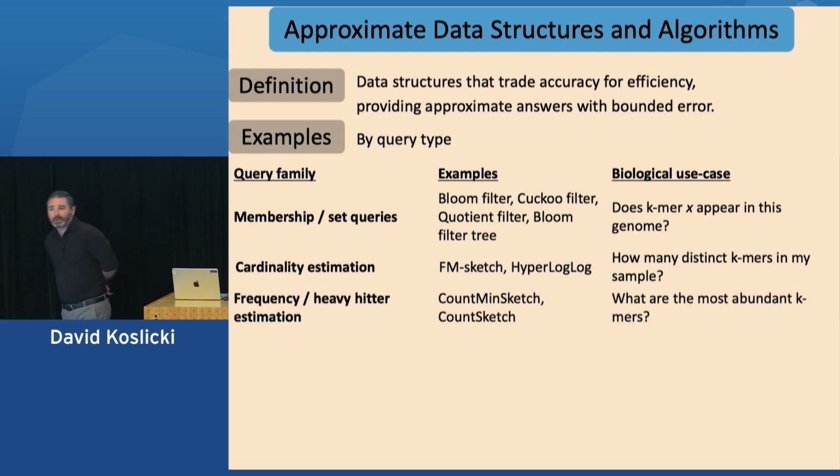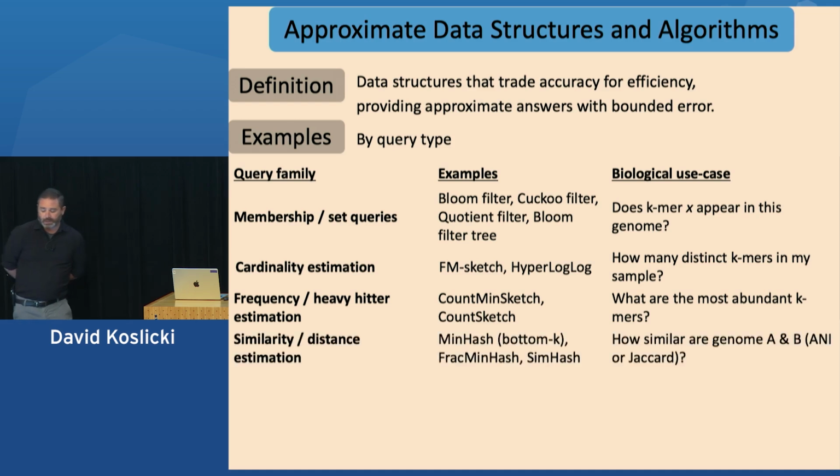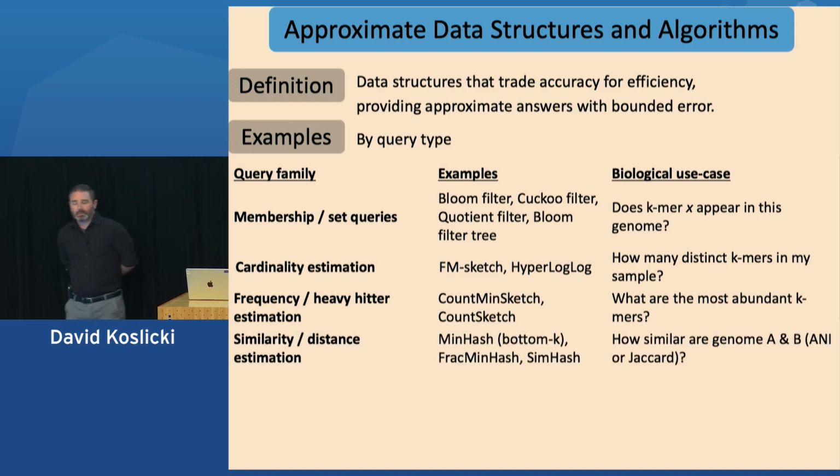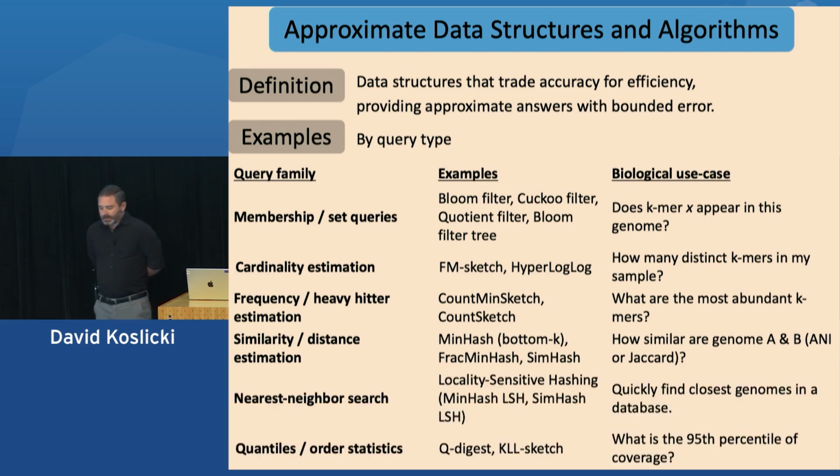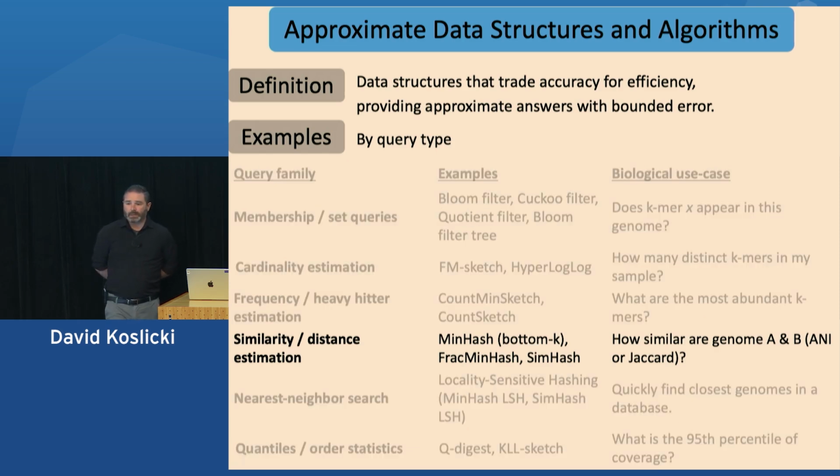Frequency and heavy hitter information, what are my most frequent items? Similarity and distance measurements, how similar are these two sequencing sets or two genomes based off of ANI, which we heard from Czar a bit earlier about using ANI. And nearest neighbor search, quantile, order statistics, et cetera, a whole bunch of different applications. So what we're going to do in this talk is focus primarily on the similarity and distance measurements. So things like how similar or how different are these sequencing sets.